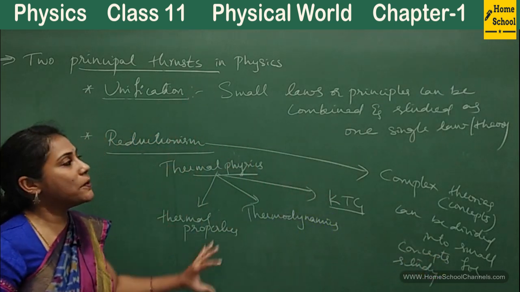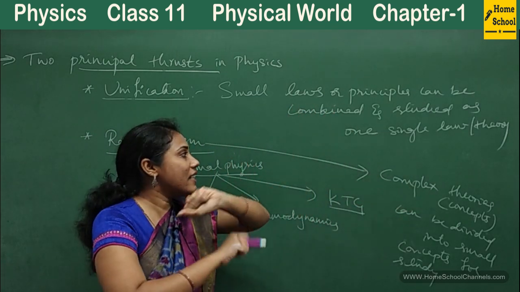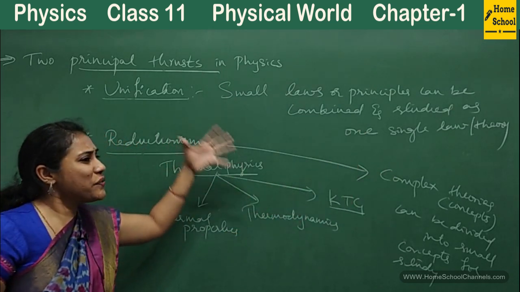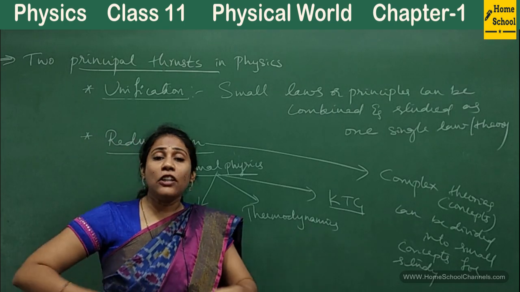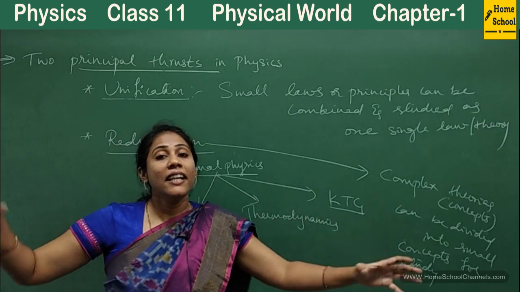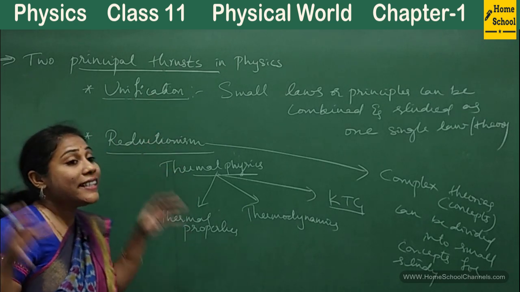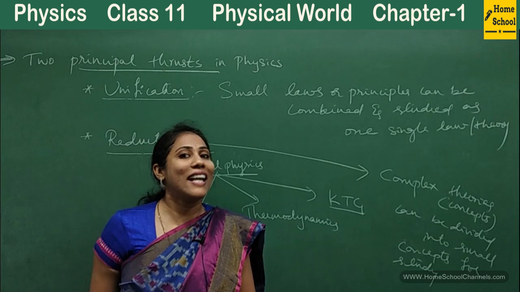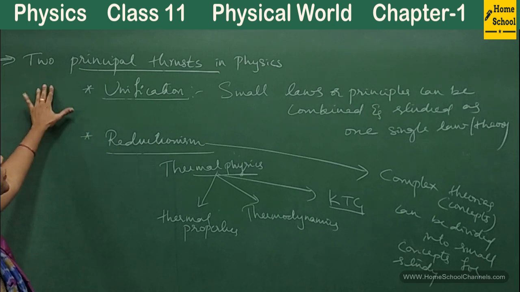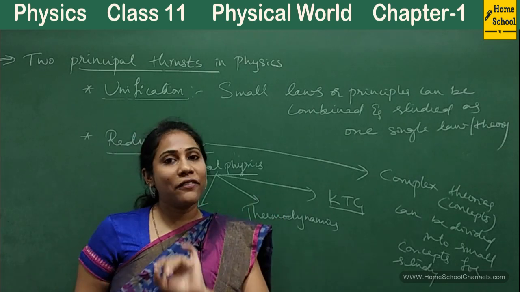Both are actually opposite terms. In unification, many small principles we are combining and studying as one single theory, for easy purpose. And here, something which is very complex, something that we cannot study as so big, we are breaking into small parts and we study in an individual way. So why unification and why reductionism? It is to understand better the natural phenomenon. That's why we call unification and reductionism the two principal thrusts in physics, right? So this was the second concept that we have finished.